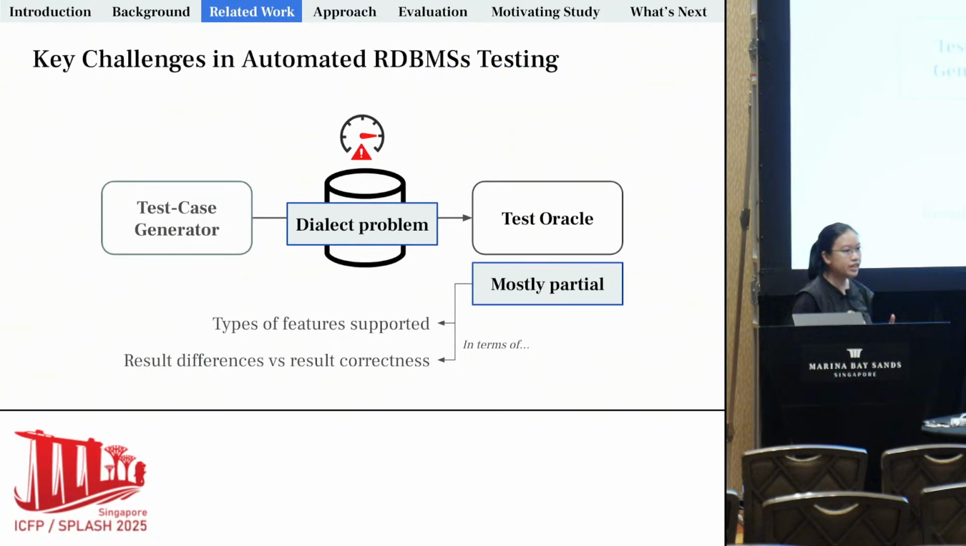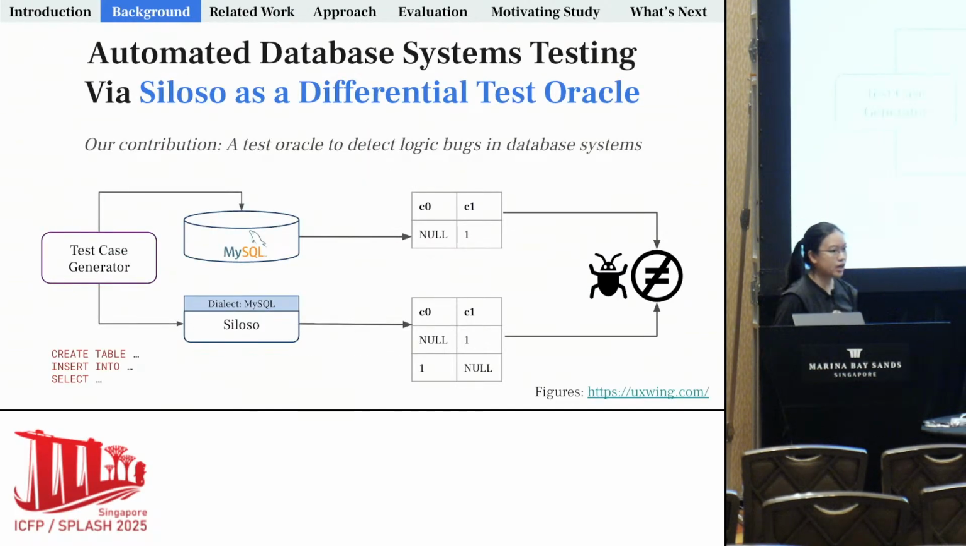So, as a summary, these are some of the key challenges in automated database systems testing. First, we face the dialect problem, and as a result, many of the test oracles are mostly partial. Here is where our work comes in. We introduce Siloso, which is a test oracle to detect logic bugs in database systems.